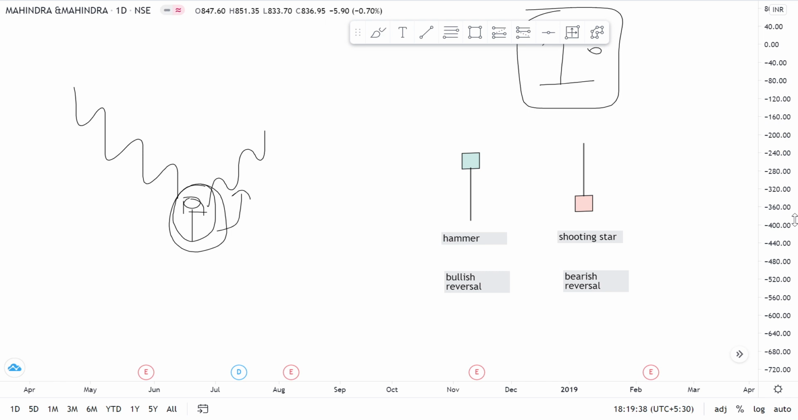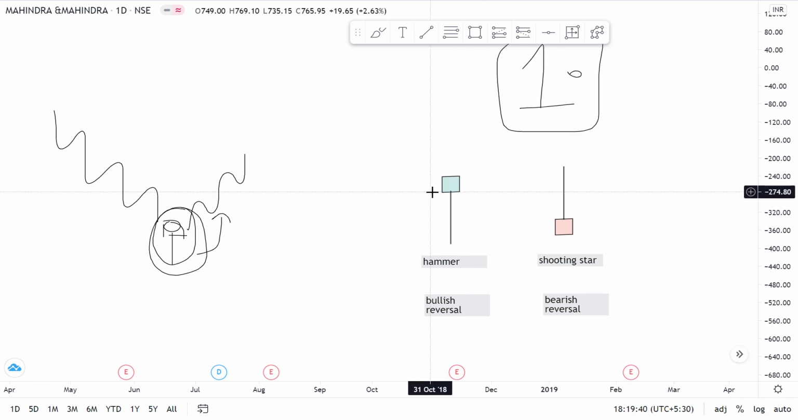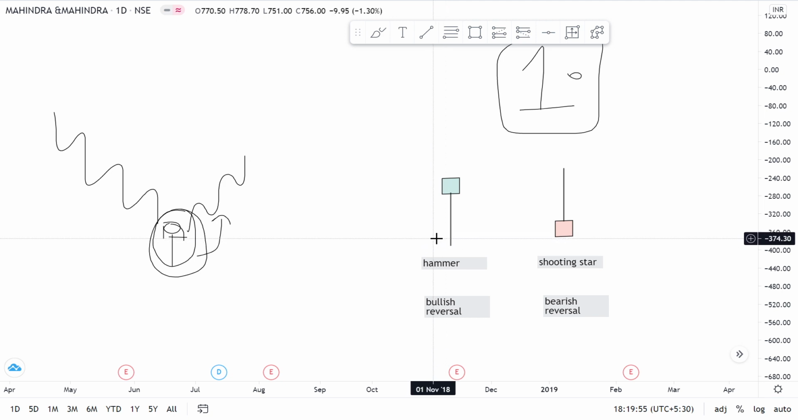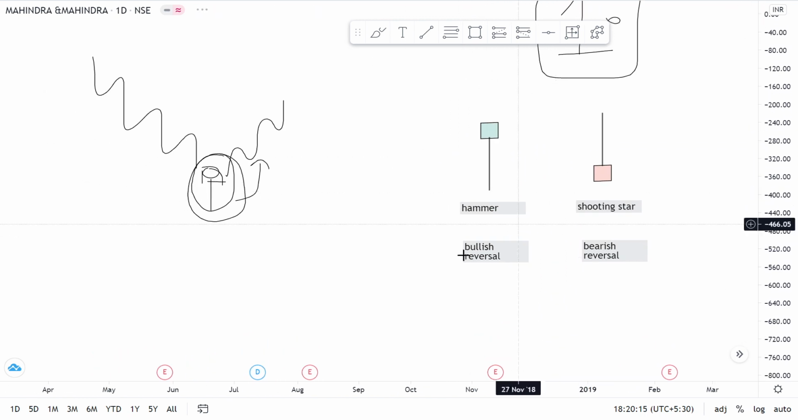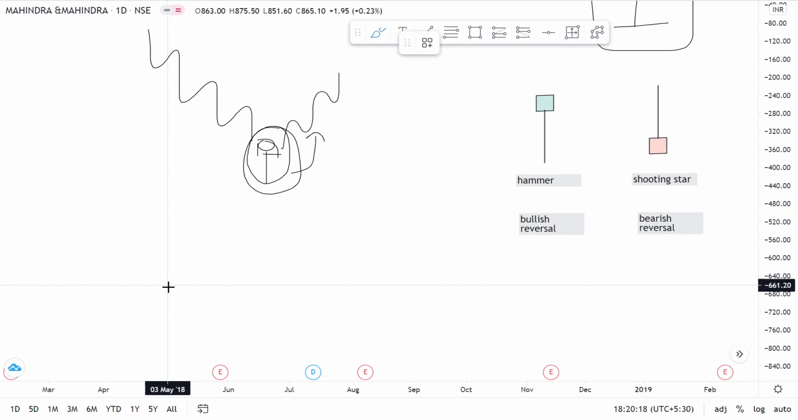Now the psychology behind this, if we look at the perspective of a buyer and a seller, is that price opens at the upper end of the body, then sellers took the price all the way down, but then buyers dominated the sellers and the price couldn't sustain at lower levels and it shot up and closed above. So this means that the buyers have overwhelmed the sellers during this day, so the next day the buyers can show good momentum. This is what a hammer signifies.